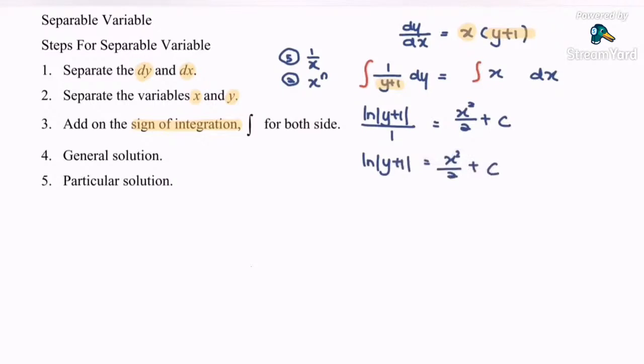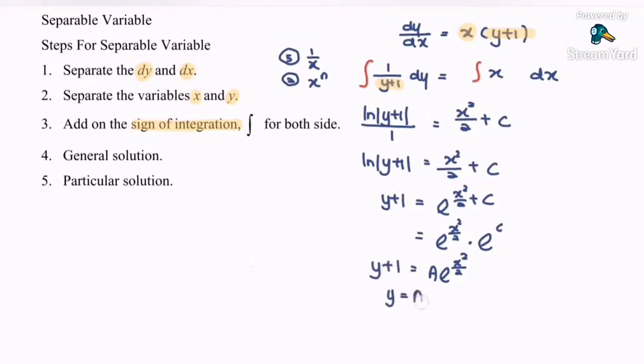So kindly express the situation y in terms of x. So y plus 1 is equals to e to the power of x squared over 2 plus c. So based on the situation, please take note e to the power of x squared over 2 multiply with e to the power of c. So in this part, e to the power of c, let it as a. So finally, a multiply with e to the power of x squared over 2, we have y plus 1 on the left. So y will be equals to a e to the power of x squared over 2 minus 1.